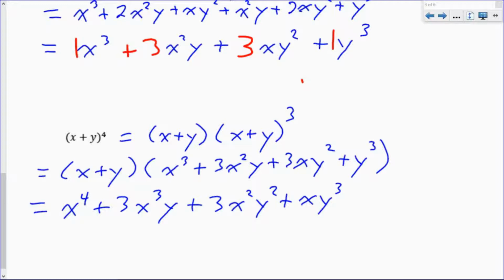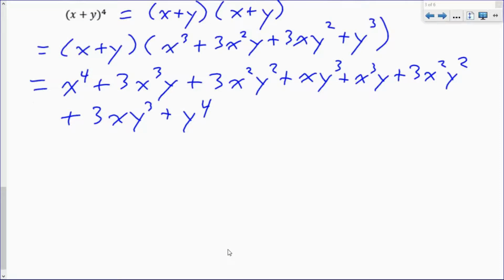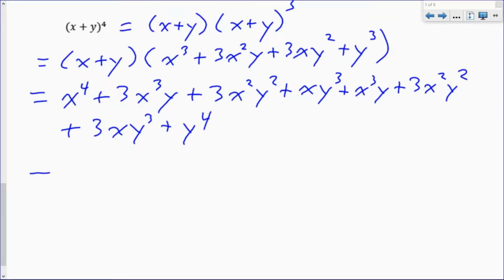I might run out of room here. Let's see. Plus x cubed y plus 3x squared y squared. And I still have two more, and I'll write them down here. Plus 3xy cubed plus y to the power of 4. So there it is expanded, but not simplified, because there are a lot of like terms. There's only one x to the power of 4.